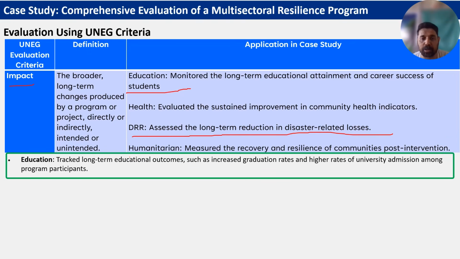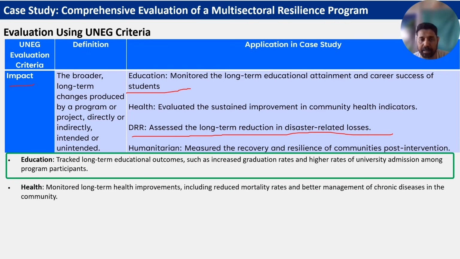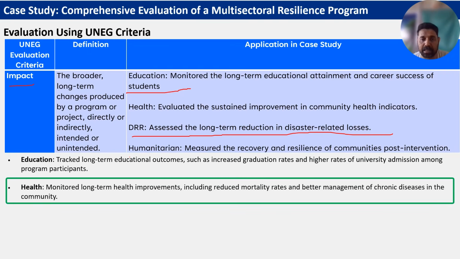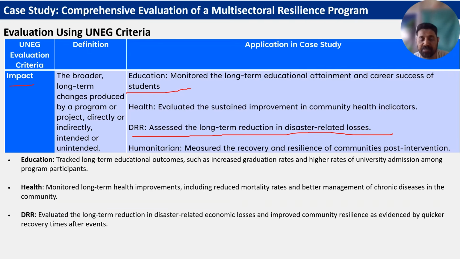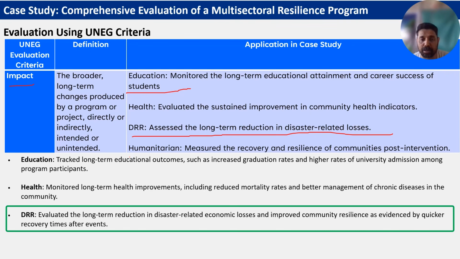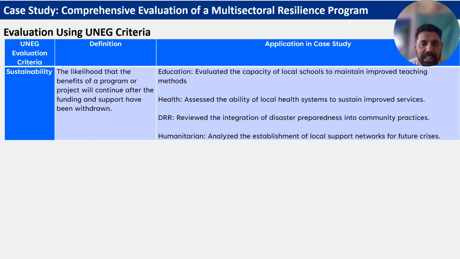We tracked long-term educational outcomes such as increased graduation rates and higher rates of university admission among participants, and health monitored long-term health improvements including reduced mortality rates and better management of chronic disease in the community. DRR evaluated the long-term reduction in disaster-related economic losses and improved community resilience as evidenced by quicker recovery time after an event.